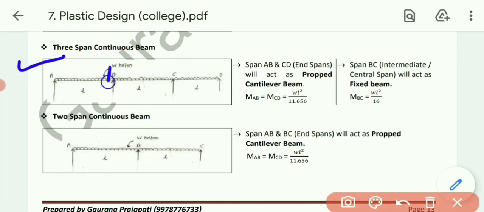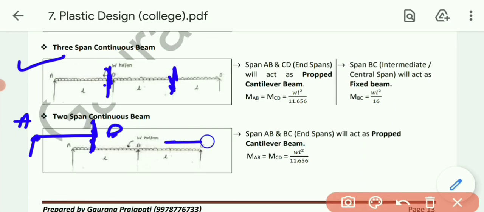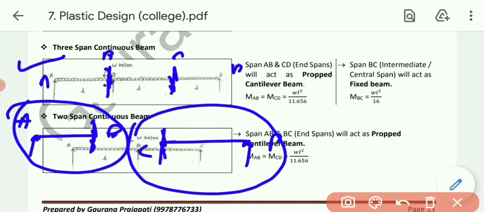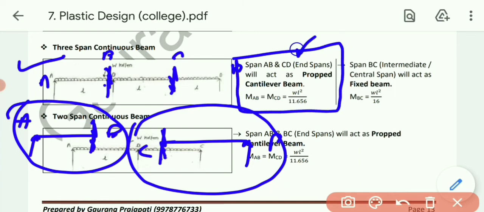Okay, now let's take the 3 span beam. Now as B and C are the intermediate supports, they will be converted into fixed supports. So this one is AB, giving the notation A, B, C, D, and this one will be CD. So both AB and CD will act as a prop cantilever beam span. Okay, so you can see spans AB and CD will act as a prop cantilever beam, and its formula will be WL square by 11.656.